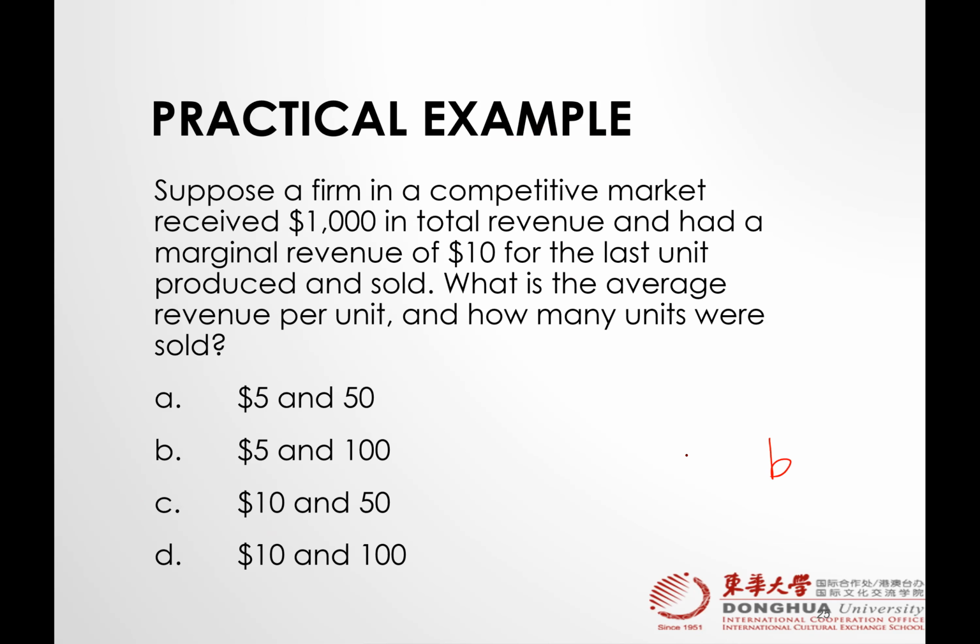Okay, and Fike? I say it's 10 and 100. D. You said D. Okay. I also think it's D. One more D. I think D. What B? D. D. Good. We have two.